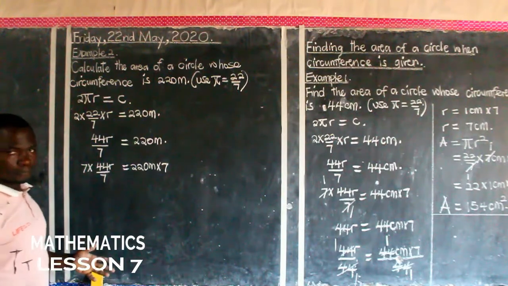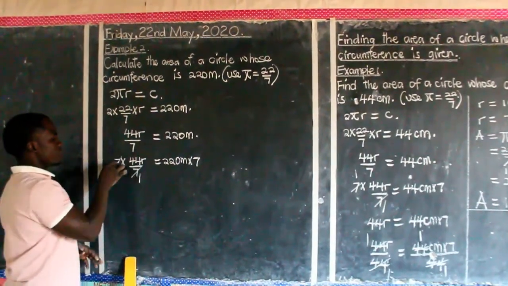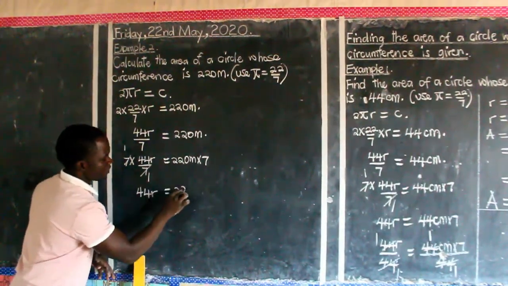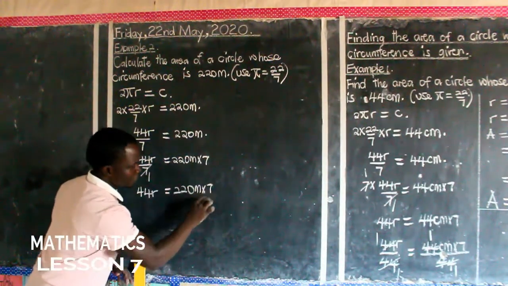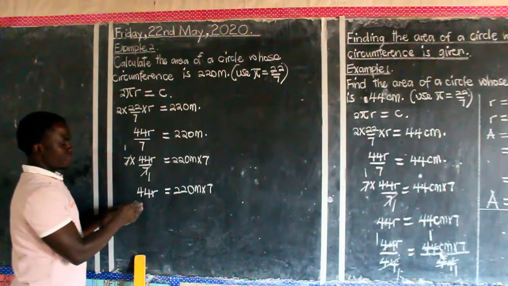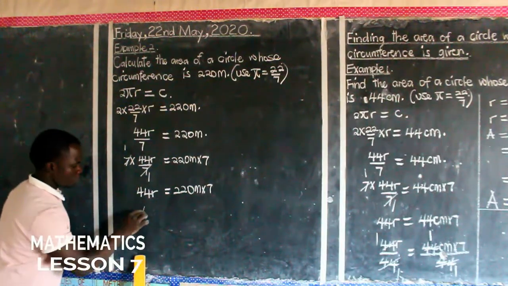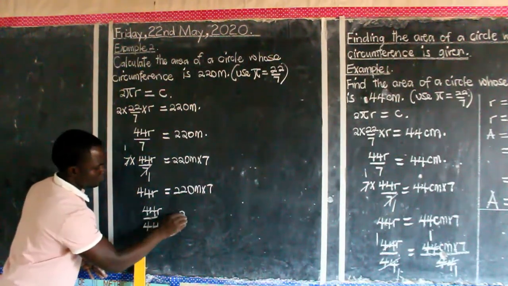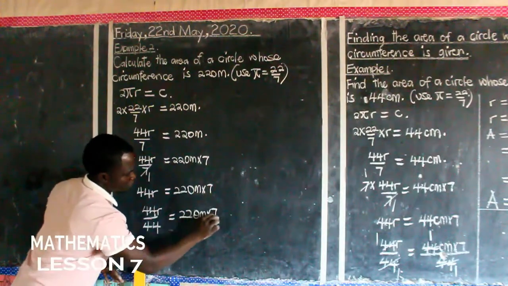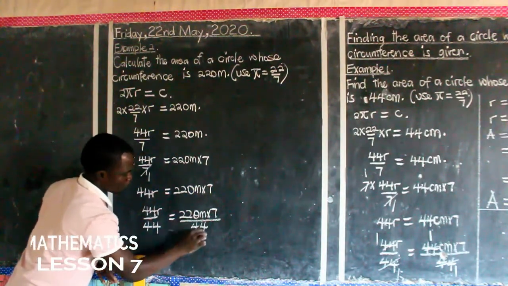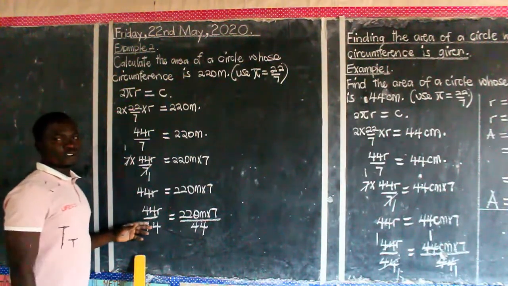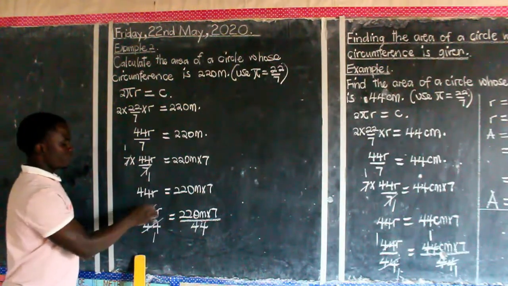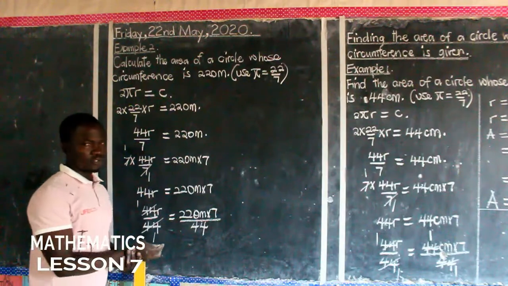Let me hope we are following. By 7 once, by 7 once, we shall have here 44r equals 220 meters times 7. Divide either side by 44. So this is 44r out of 44 equals 220 meters times 7 out of 44. Why dividing both sides by 44? Because 44 is the coefficient. Okay? By 44 once, by 44 once. Now let's divide it slowly here.